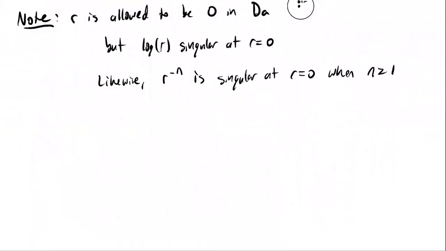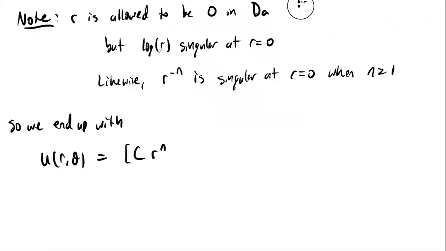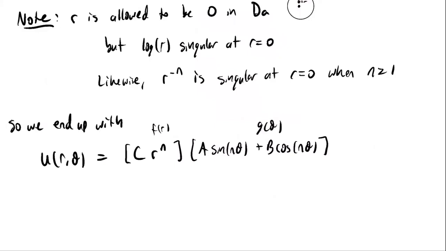And so this gives then finally, as a candidate for u, we have f, which was c times r to the n. This is f of r. And g was a times sine of n theta plus b times cosine of n theta, g of theta, where n is just any integer bigger than or equal to 0. And so, of course, we all know what to do now.